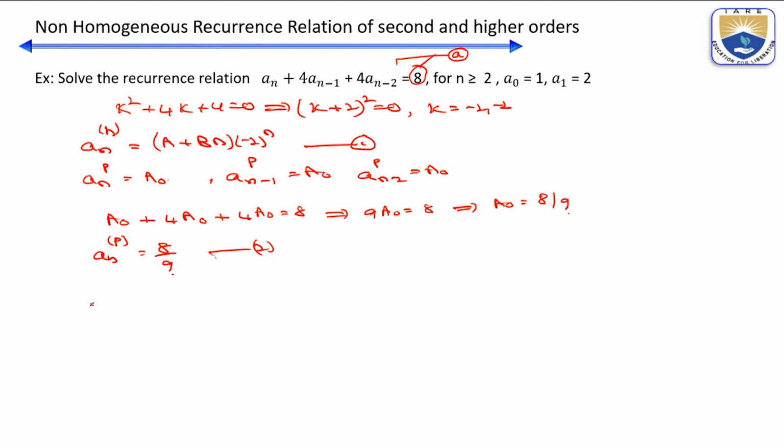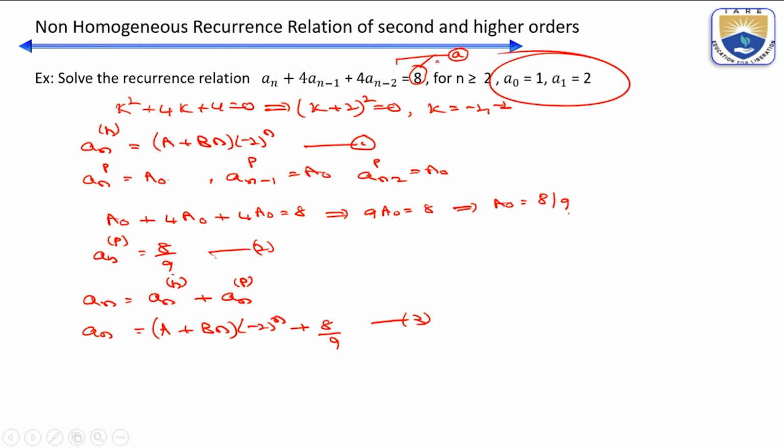Now the solution for the given non-homogeneous equation is a(n) power h plus a(n) power p. We add these two, so it is (a plus bn) times minus 2 to the power of n, plus 8 by 9. This is the solution for the non-homogeneous recurrence relation, but the conditions are given. With the help of these conditions, we are going to find the A and B values.